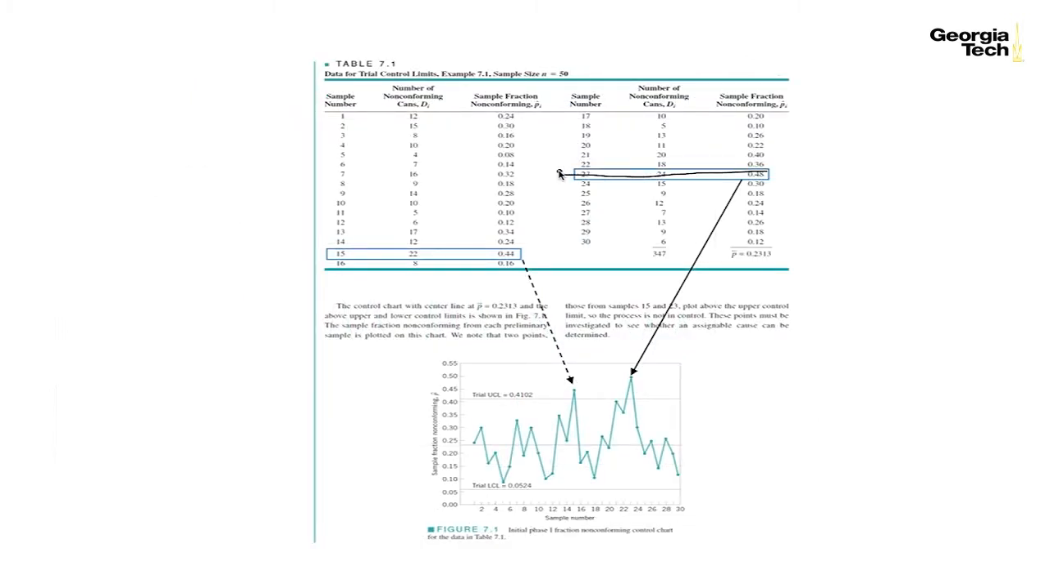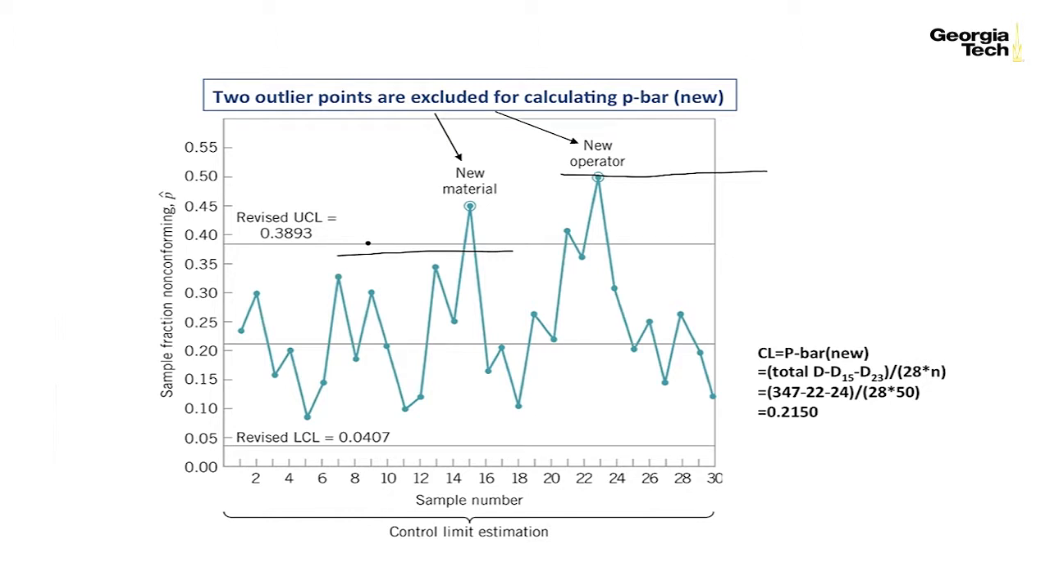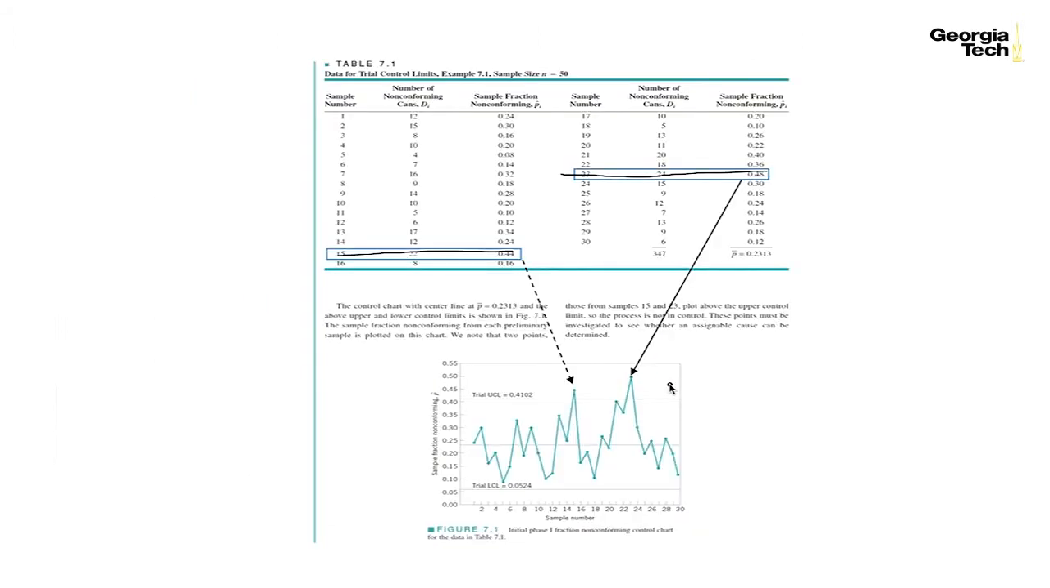Here, we remove these 2 points from calculations. We calculate P bar again, and based on P bar, we calculate LCL and UCL. So here are the revised UCL and LCL based on the revised P bar. So P bar is now the summation of all these p hat i, except for these two numbers, divided by 28, because we removed two samples.